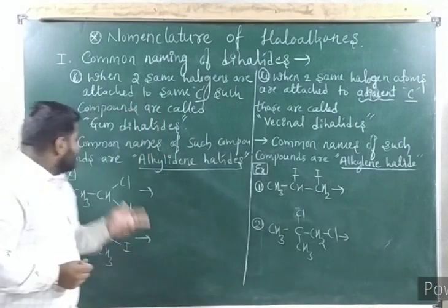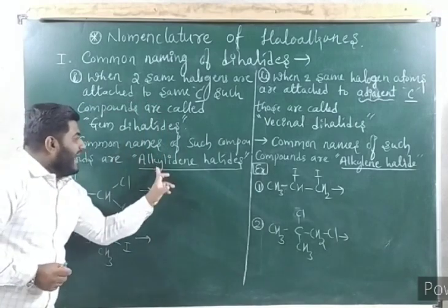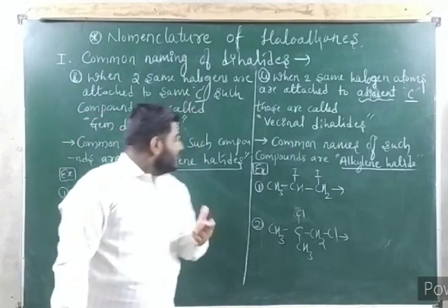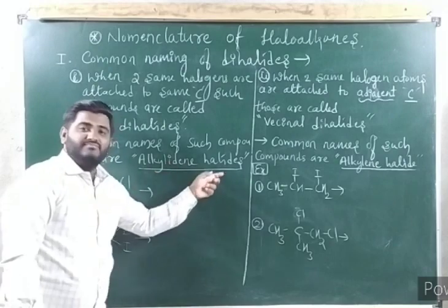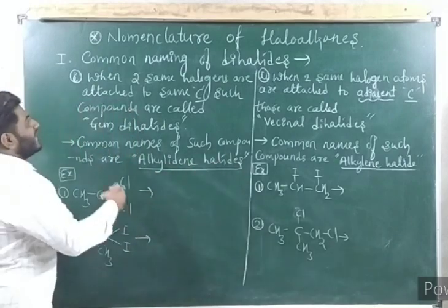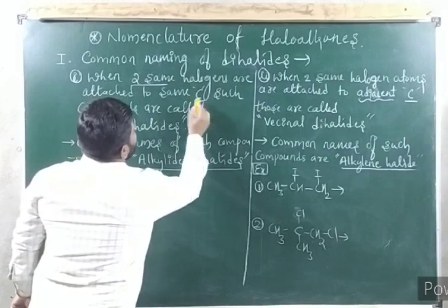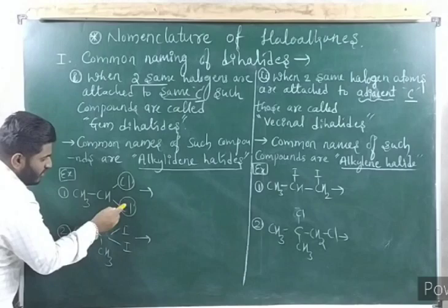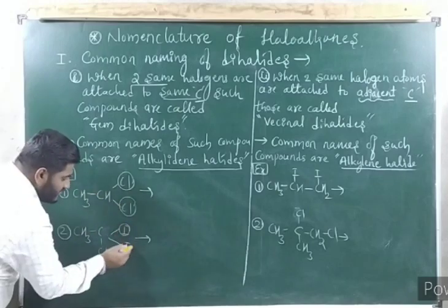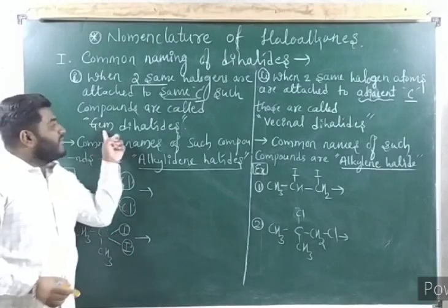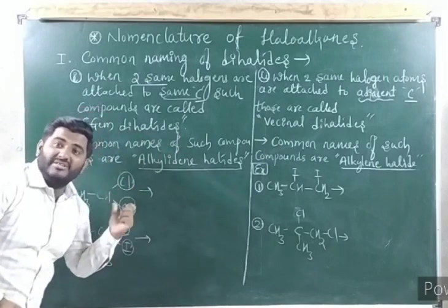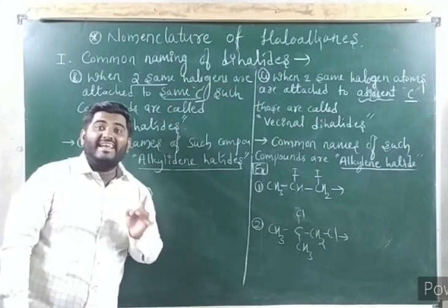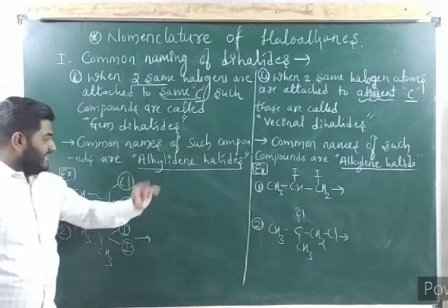In such cases, the common names of such compounds are alkylidene halides. This also we studied in the previous class. Those are called alkylidene. Two same halogens on the same carbon: see, like this, both halogen atoms are attached to one carbon. Such types of compounds are called geminal dihalides, and in geminal dihalides, the common system naming is alkylidene halide.